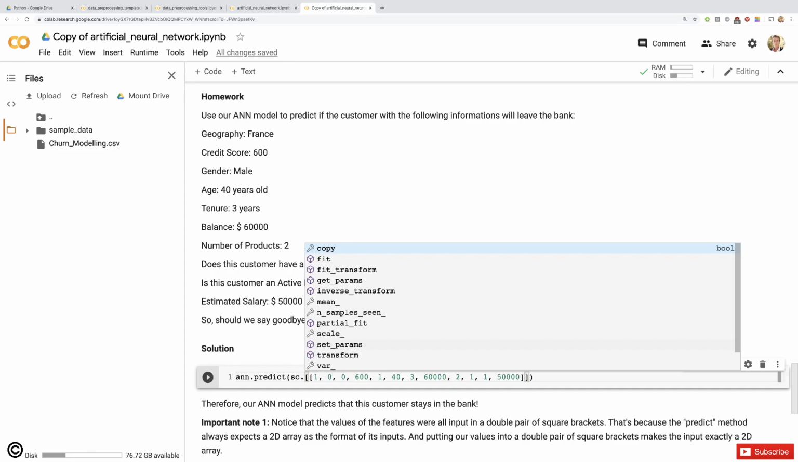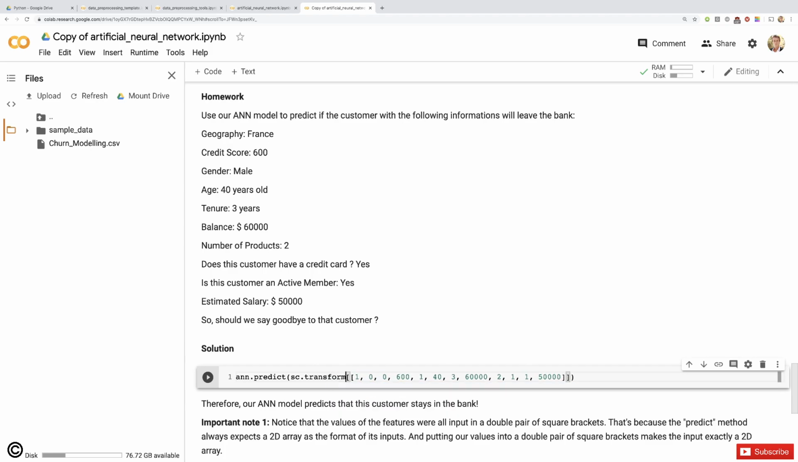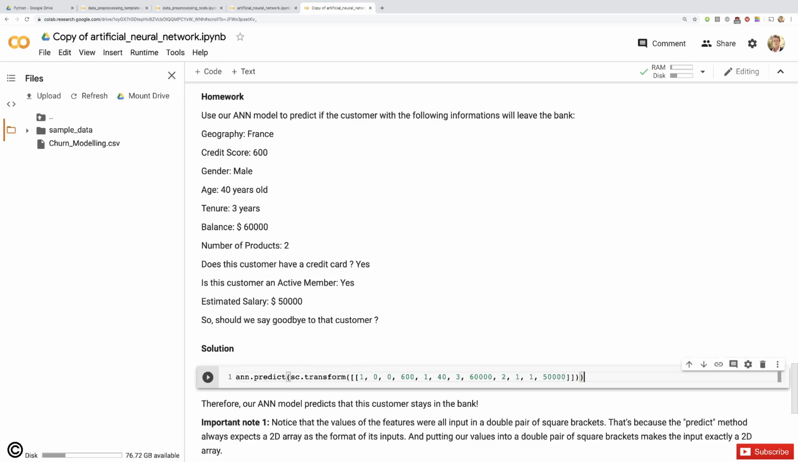Check it out again if you need, but remember that on the test set or on new observations on which you deploy your model in production, you can only apply the transform method. And that's what we're going to call here, transform. There we go, which has to take as input the whole observation in these double pair of square brackets. All right? Perfect. Good, good, good. So basically that's it. Now we can run that cell. Now we can get our prediction.